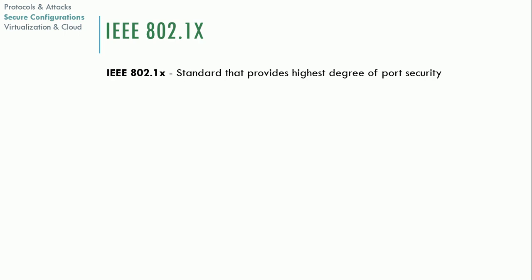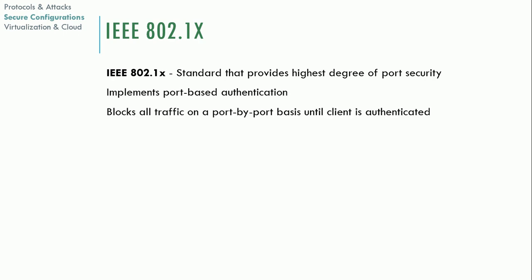So it's not like WEP or WPA2, which we're going to talk about in the next unit, where you put in a static security key. You're putting in your actual user authentication or user credentials to authenticate to that network, to that access point. So it implements port-based authentication, and it blocks all traffic on a port-by-port basis until the client is authenticated. So that means that when you jack into that network or connect to that network, you cannot access the network until you've authenticated to that port. This works in both wired and wireless networks, so it can be utilized for both.